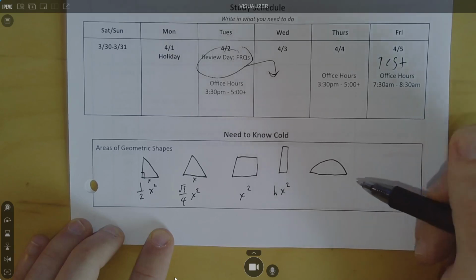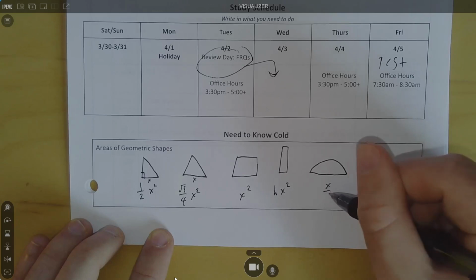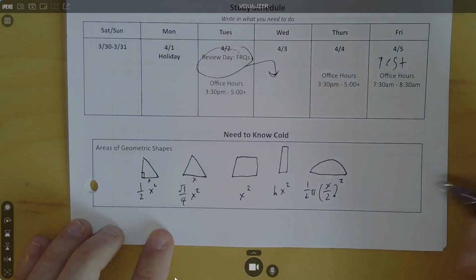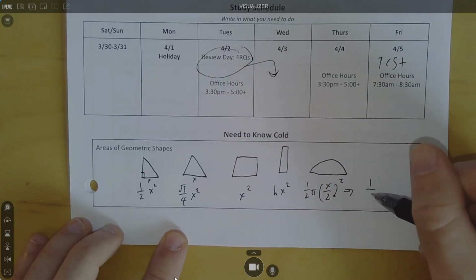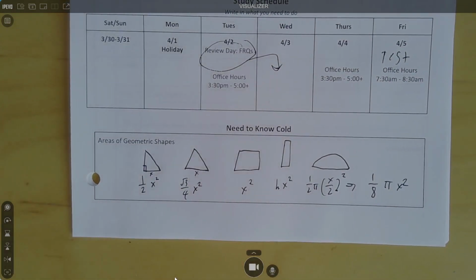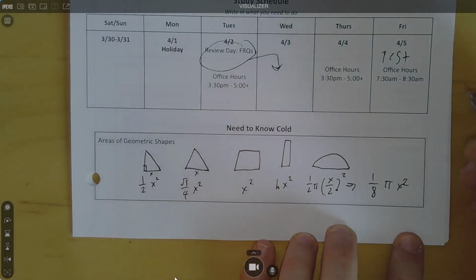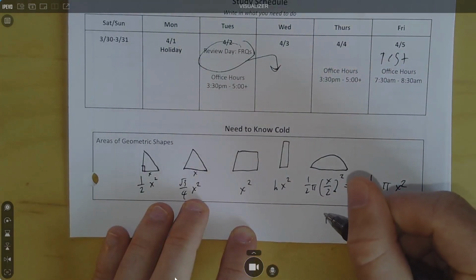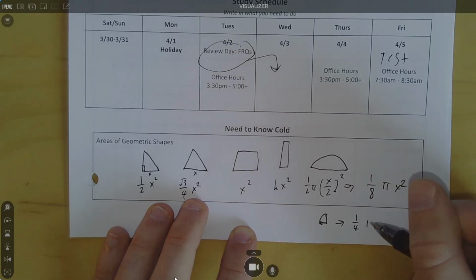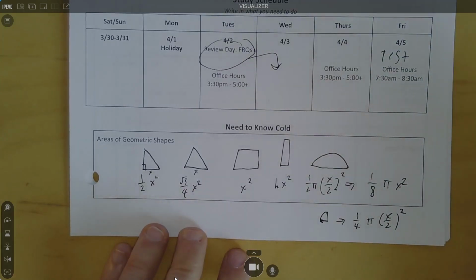And then you have a semicircle, which is x over 2 squared times 1/2 pi, which then simplifies to 1 over 8 pi x squared. So these two are the same thing. These are pretty much all the shapes you need to know. They might throw you something like a quarter circle, which in that case it's just 1/4 pi x over 2 squared. That'd be a quarter circle.